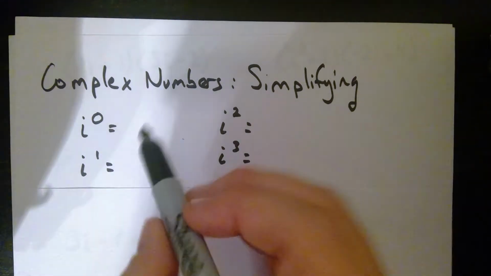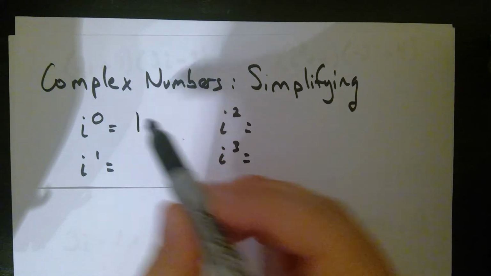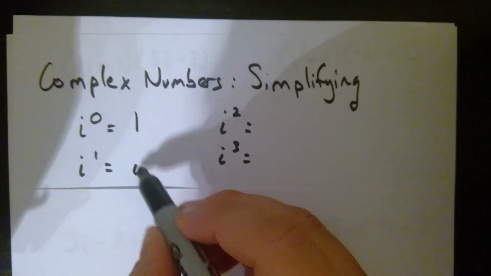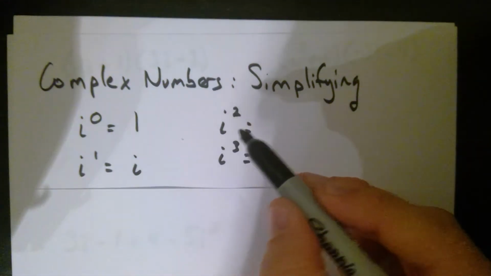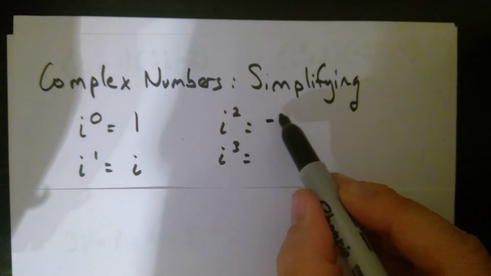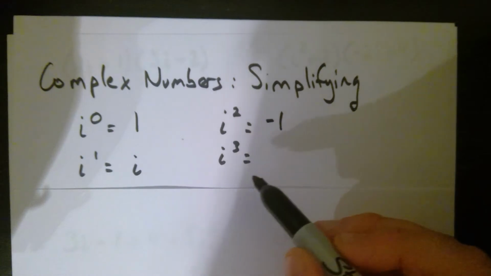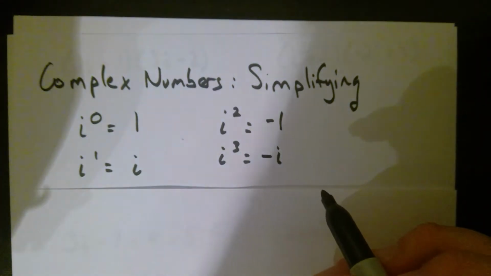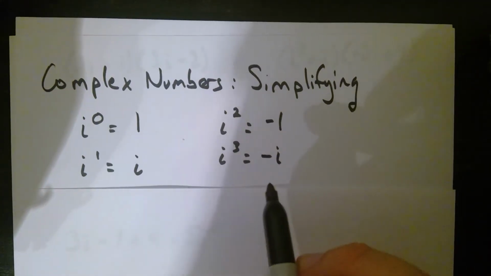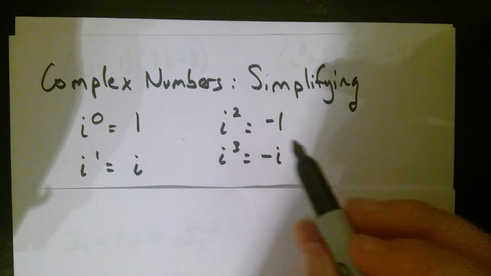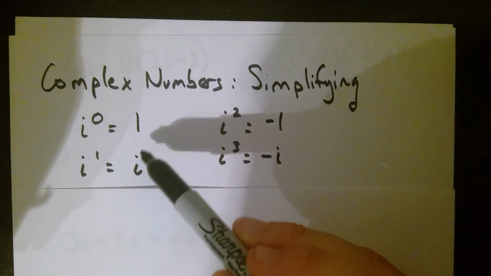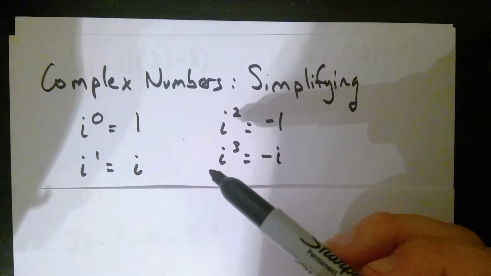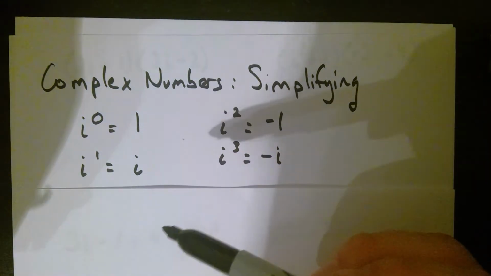So hopefully what you said was that i to the 0 equals 1, like it does every single time we see it. i to the first should be i, i squared we had equals -1, and i cubed gave us -i. This will be important when simplifying because when we simplify, we want no exponents. Okay, so we're going to have i's or numbers. No i squares, no i to the thirds, no i to the zeros. Just i's and numbers.